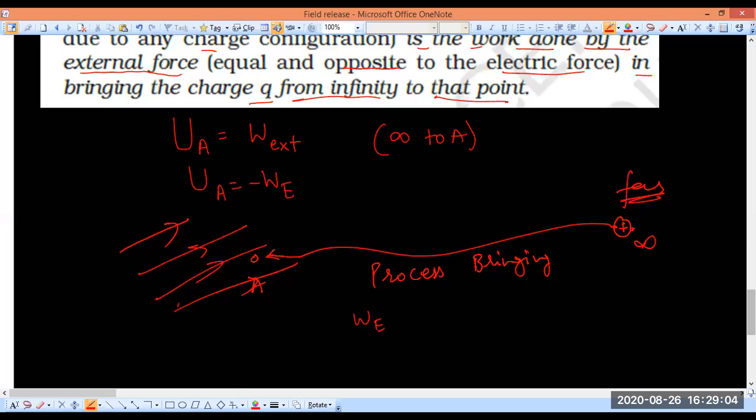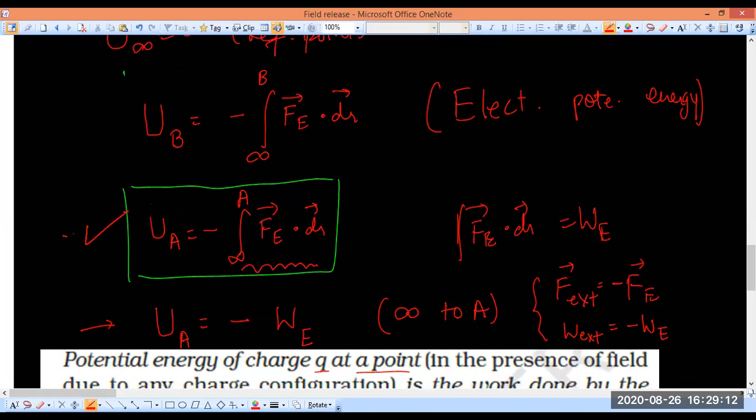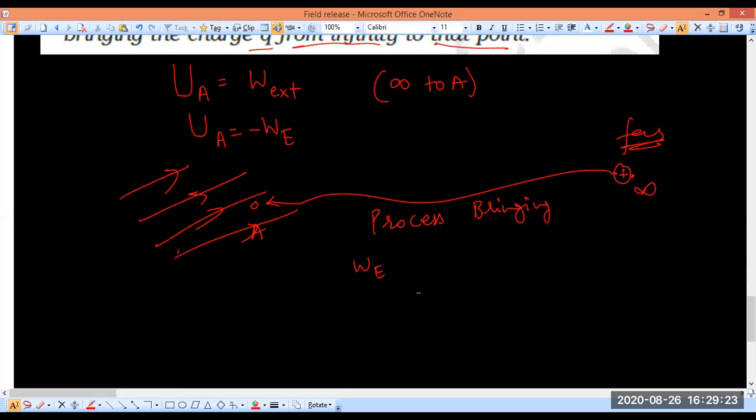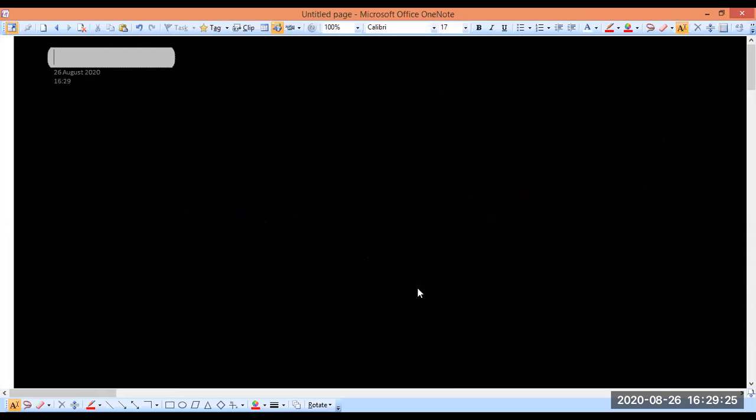Fine. So this is it. That's the formula and the definition of potential energy. Again, this is what you should remember. Don't forget that. Now we go to the next thing, that is electrostatic potential, from the book. So just like this potential energy, now we are going to talk about potential only.